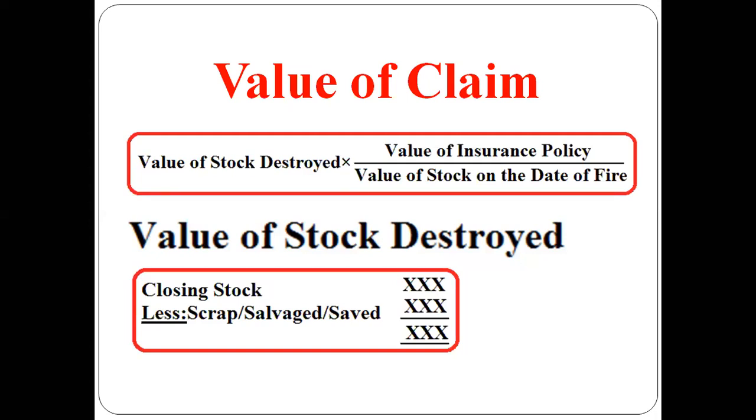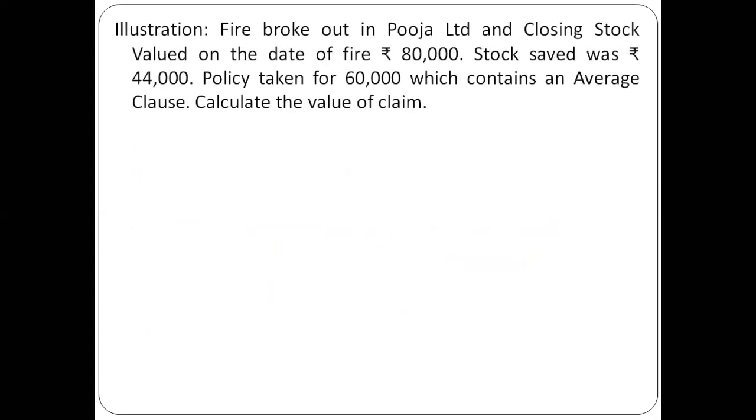So we'll take up one illustration. With the help of this, we want to understand one question. In the illustration, it says fire broke out in Pooja Limited and the closing stock value on the date of fire was rupees 80,000. So what was the value of material lying in the godown on the date of fire? It was 80,000. Stock saved was rupees 44,000. Out of 80,000, we have already saved 44,000 worth of material.